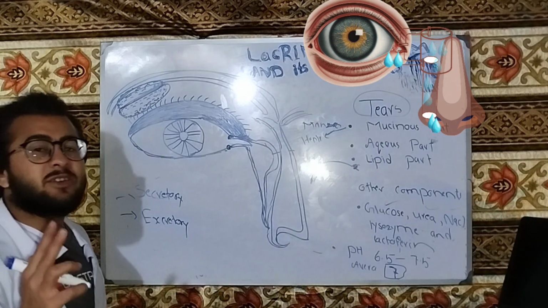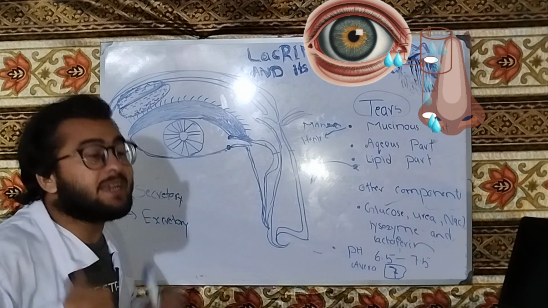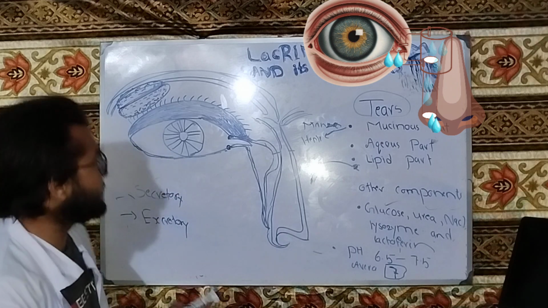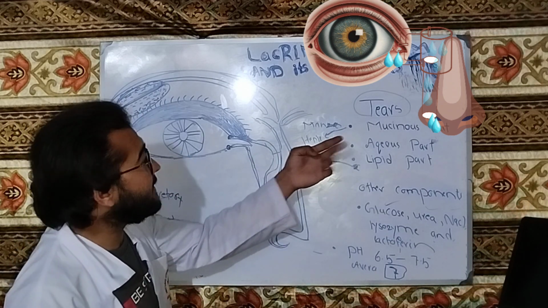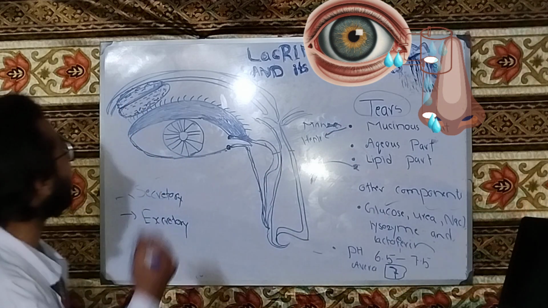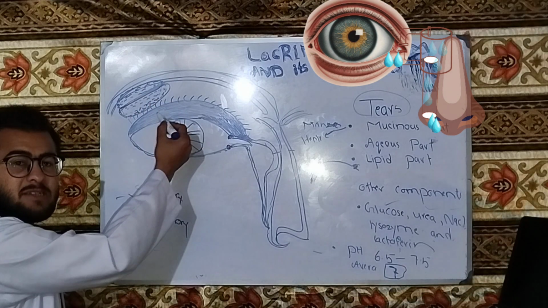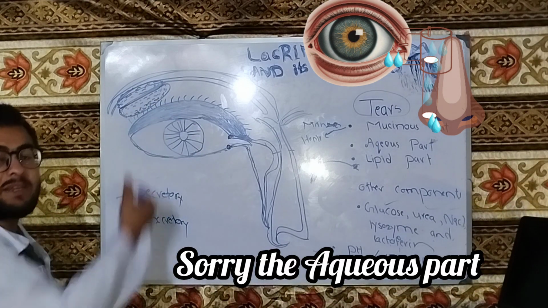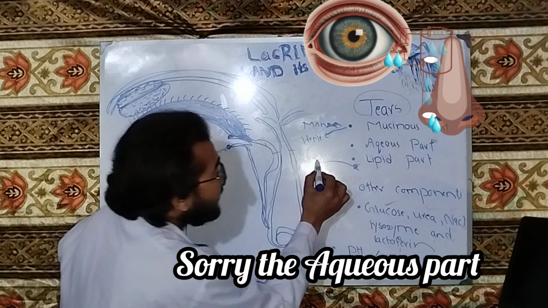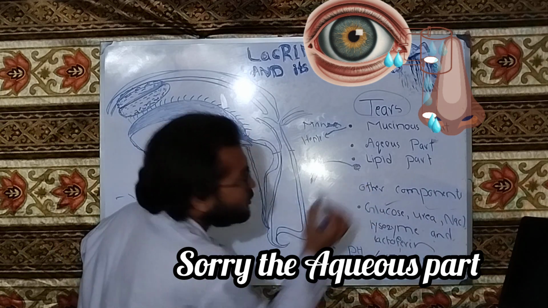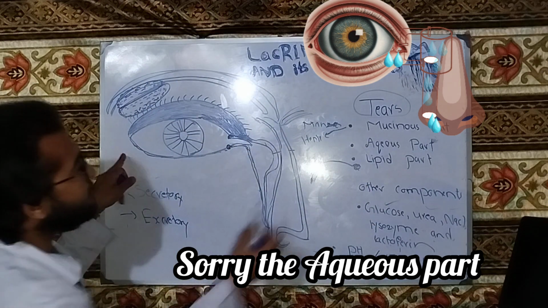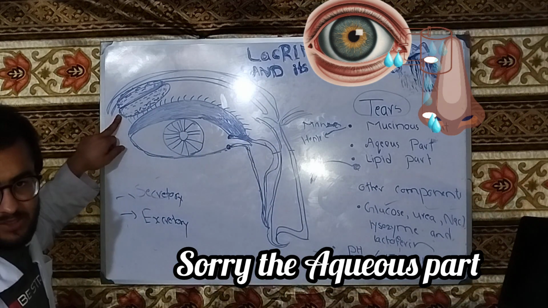So the secretory system is that part which secretes the tears, which produces the tears. As I discussed previously, the mucinous part is secreted by the accessory lacrimal glands and the main lacrimal gland, and the accessory lacrimal glands are the glands of Wolfring and the glands of Krause. So this mucinous part is secreted by these glands.